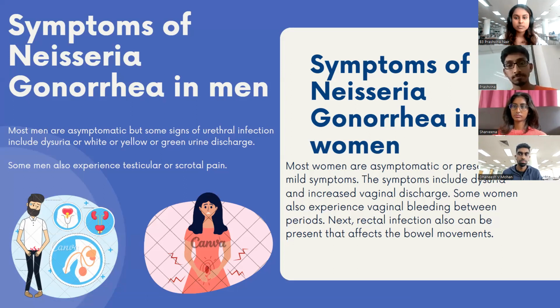So moving on to the symptoms of the disease in women. Symptoms of Neisseria gonorrhoeae infection: most women stay asymptomatic, similarly, but they will present with mild symptoms that they often mistake for other diseases. Some other symptoms are dysuria, abdominal pain, and increased vaginal discharge. The discharge could be brownish, or even white discharge could be seen.